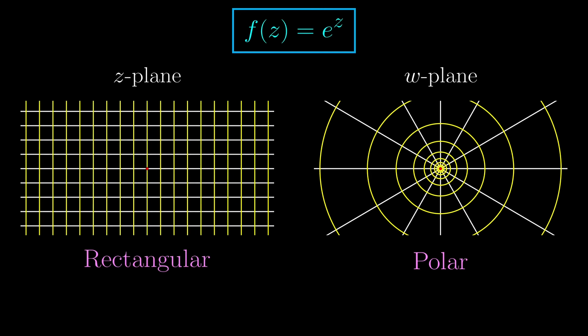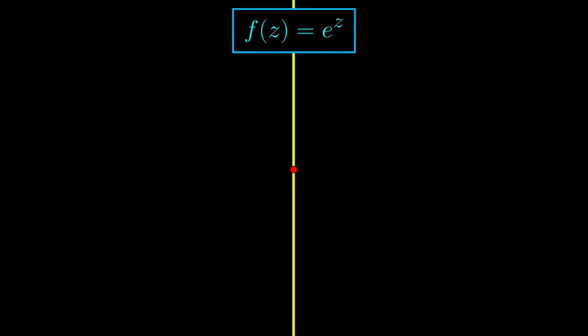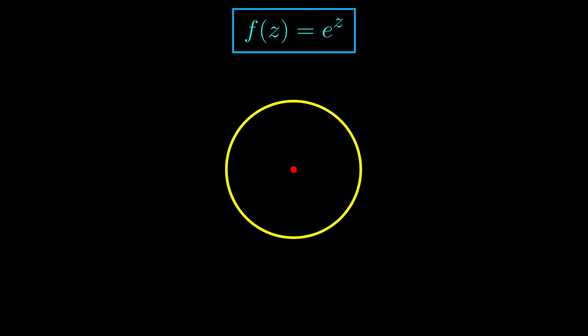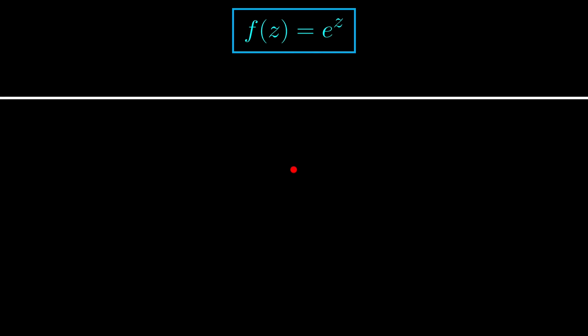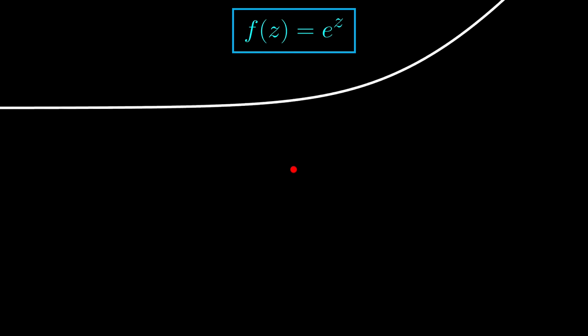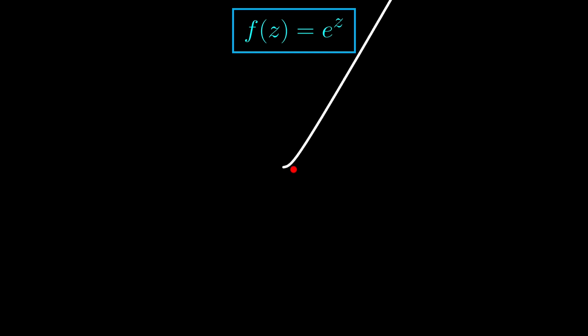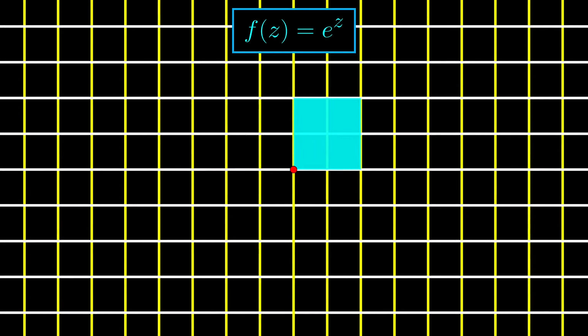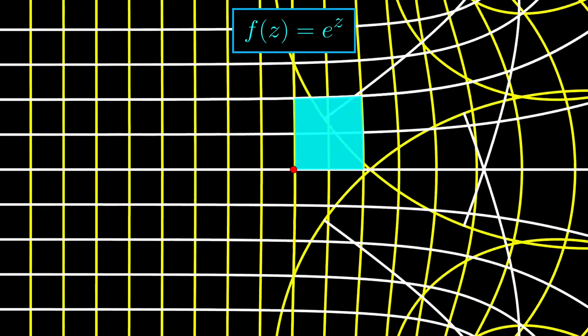More specifically, the image of a vertical line is a circle centered at the origin. You can imagine that the line wrapped around it, in fact, infinitely many times. What about horizontal lines? This time, its image is just a ray emanating from the origin. So under exponentiation, a rectangle becomes an annular sector.